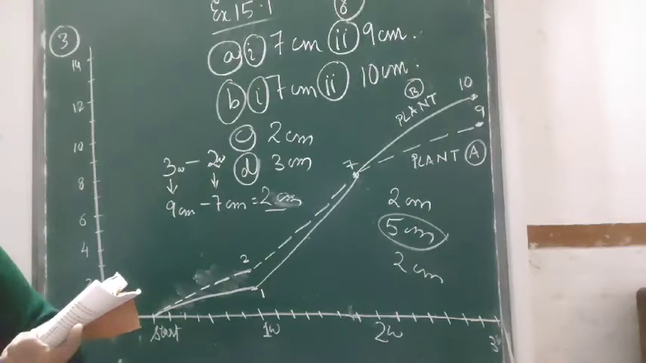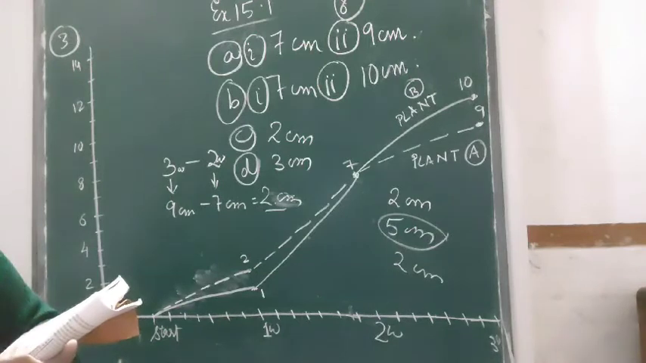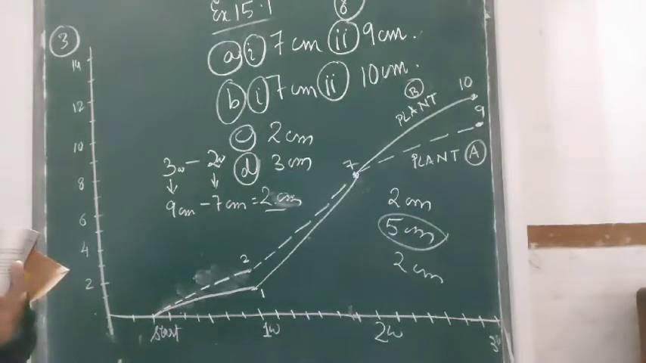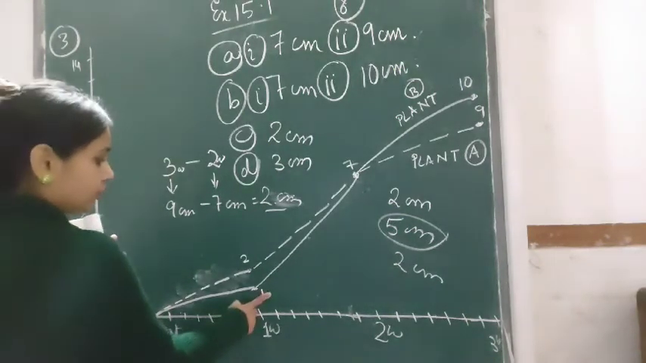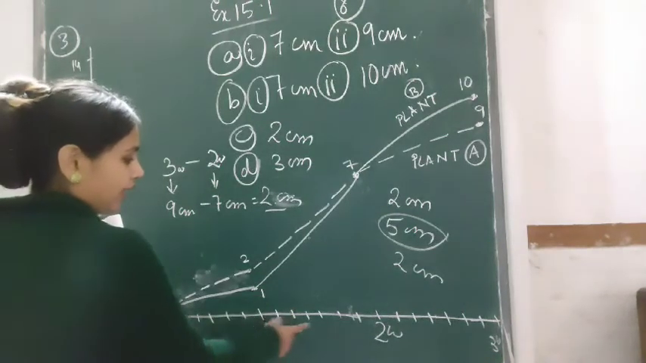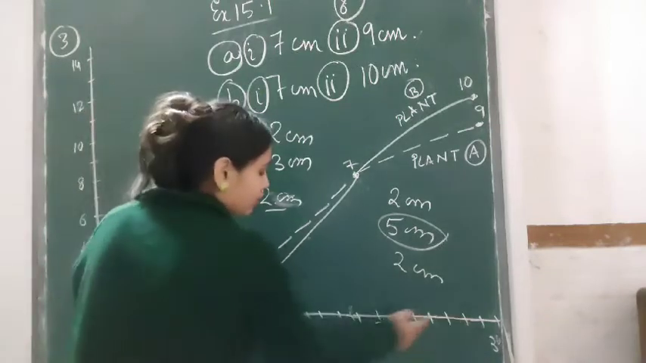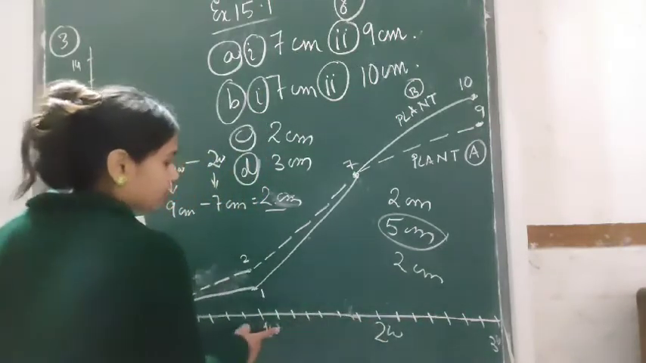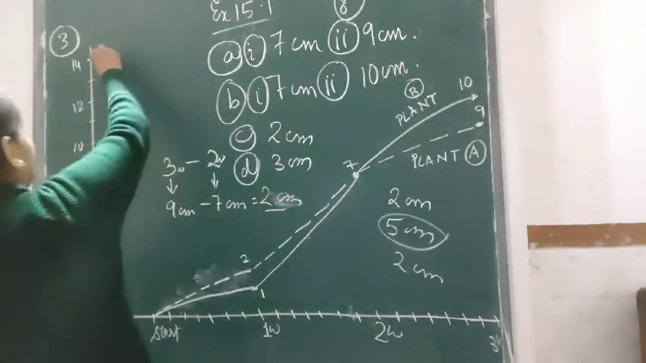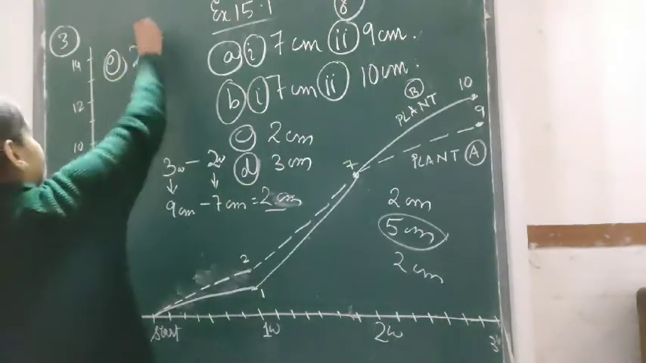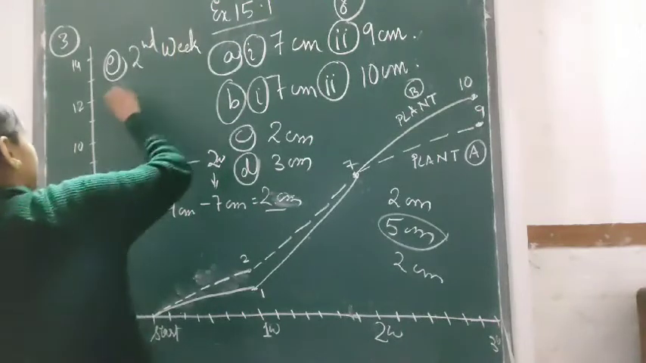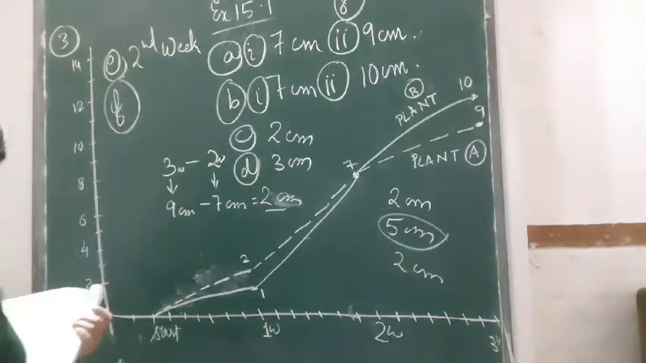During which week did plant A grow the most? So plant A grew the most during the second week, right? This is the second week. No children, second week has started. This is the third week. So the answer is what? The second week. So answer for E is second week. Then we go to F.